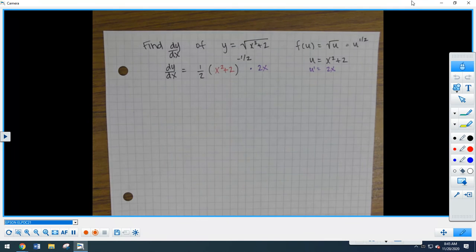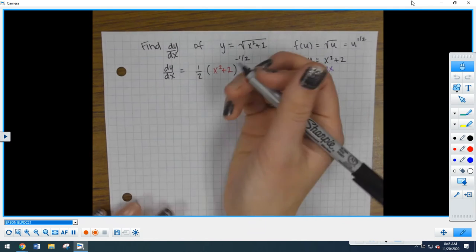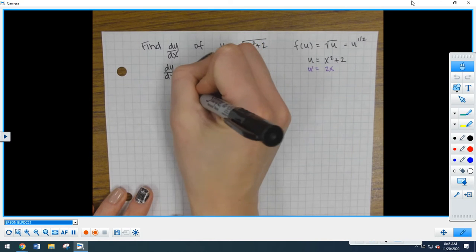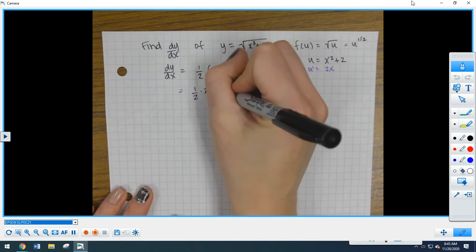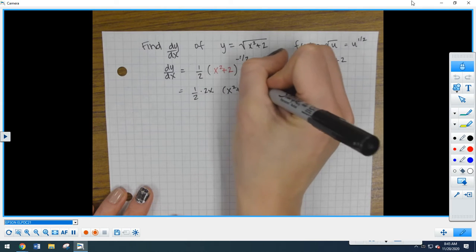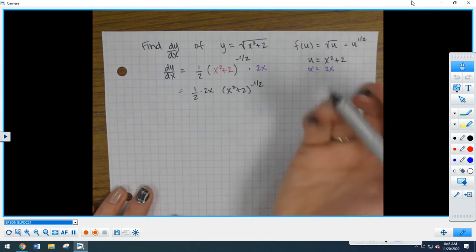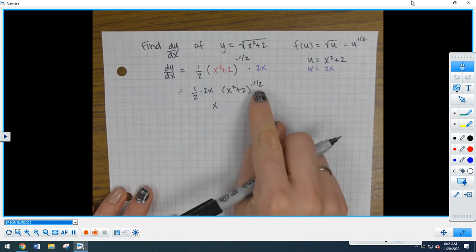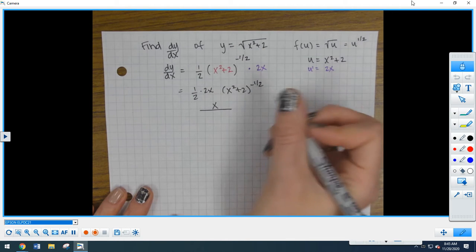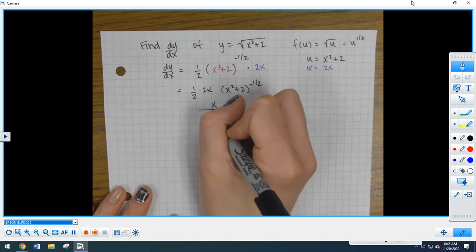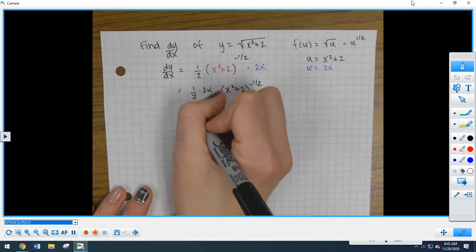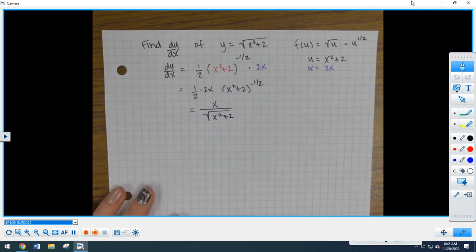Now it's a matter of simplifying. So this is going to equal 1/2 times 2x times x squared plus 2 to the negative 1/2. That just turns into x. And I can drop that down into the denominator because it's negative. And then I turned it back into a square root because a 1/2 is a square root.